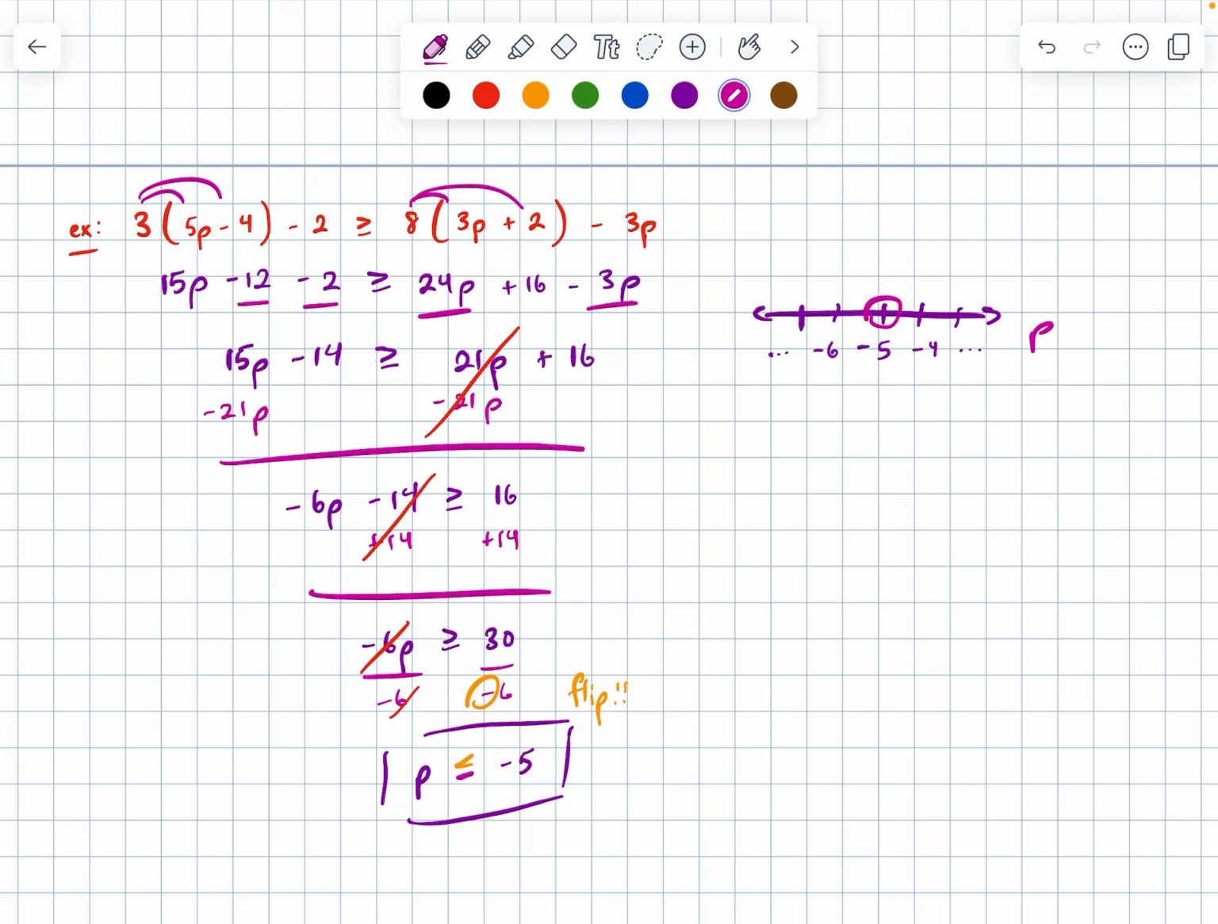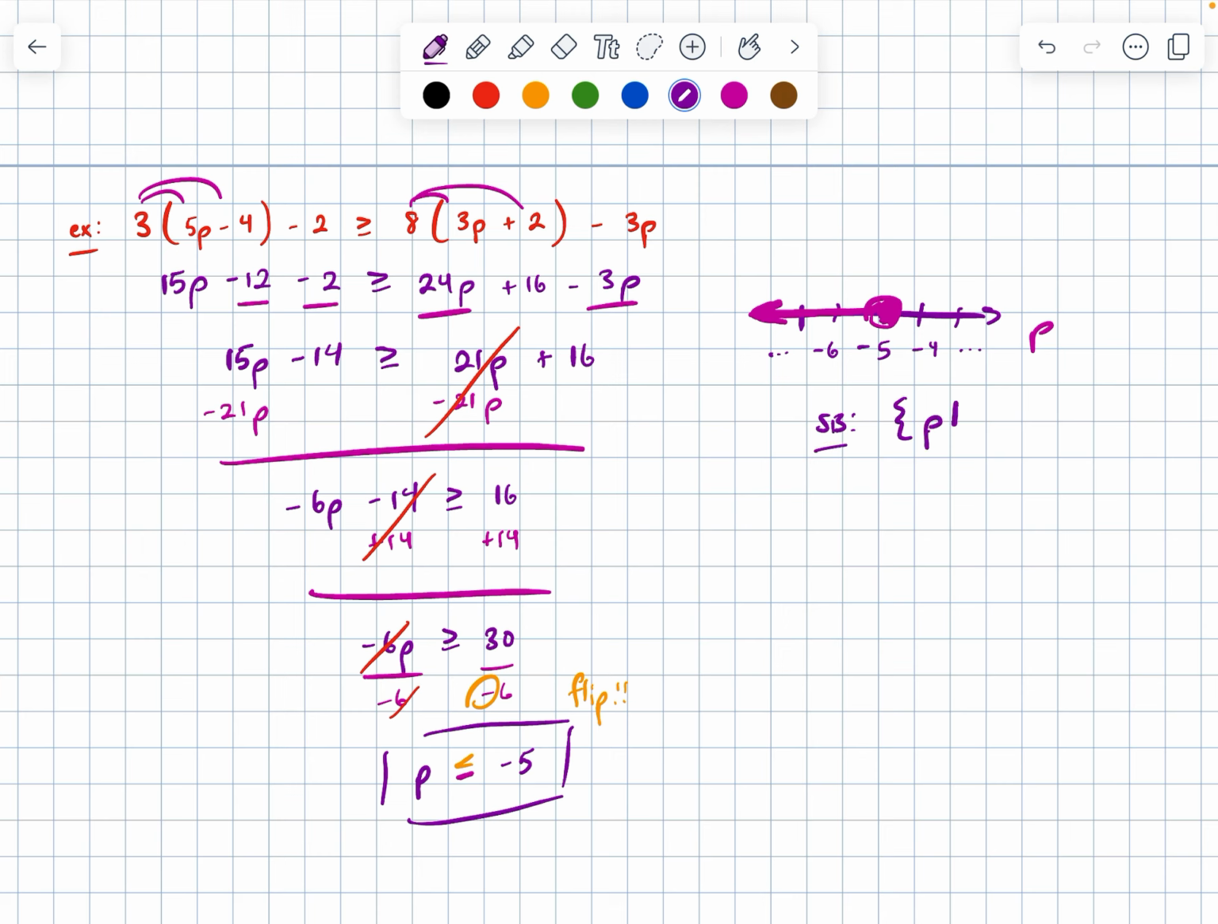Notice I have an "or equal to," so that circle gets filled in. So I've got negative 5. And now p needs to be less than or equal to negative 5, so the left side of my number line is shading in. I need to be smaller. Cool. Set builder and interval notation.